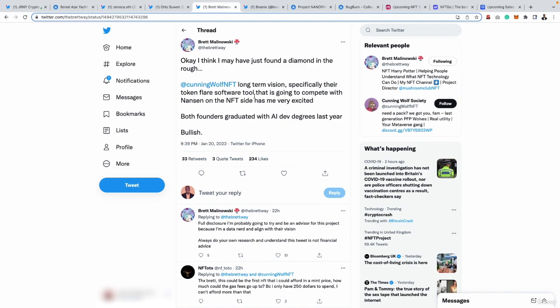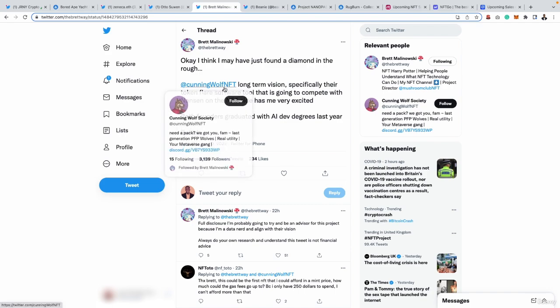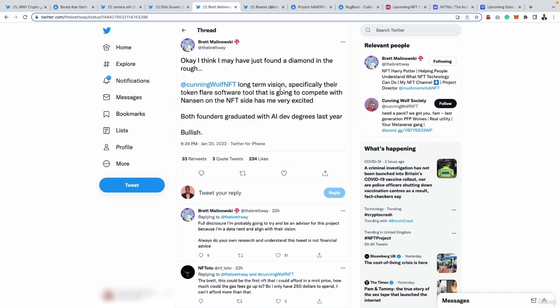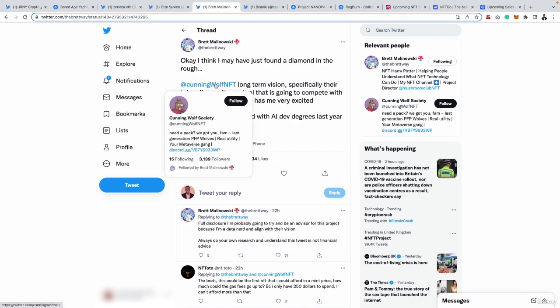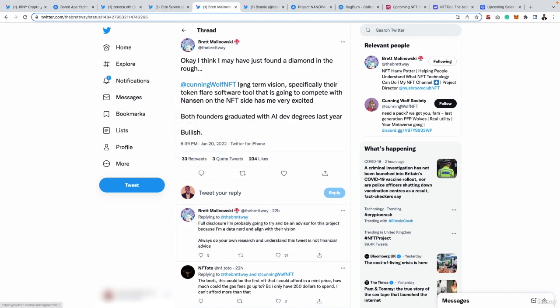So basically what he is doing here is saying this NFT project is going to be really good. However, if you read the tweet below that, it says, "Full disclosure, I'm probably going to try and be an advisor for this project because I'm a data nerd and aligned with their vision." So yes, he's recommending this NFT as a potential really good upcoming project. However, he's going to most likely be an advisor.